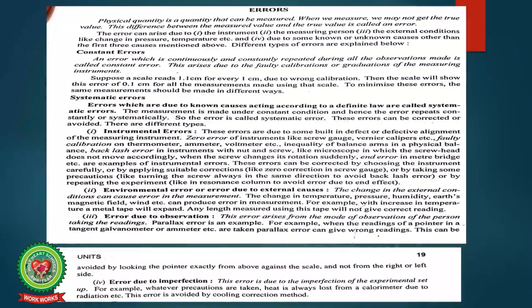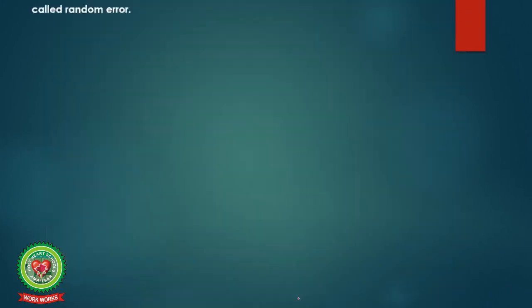So from your book you can see that we come to the fourth type of error, error due to imperfection. So error due to imperfection of the experiment setup is called error due to imperfection. For example, whatever precaution are taken, heat is always lost from calorimetry. They have taken example of calorimetry experiment. So this error can be avoided by cooling correction method. You have to use some correction method to avoid such kind of errors.